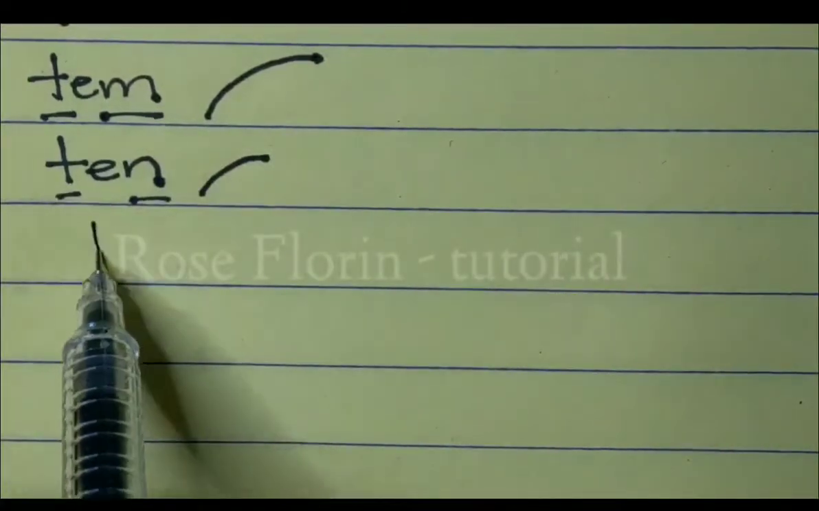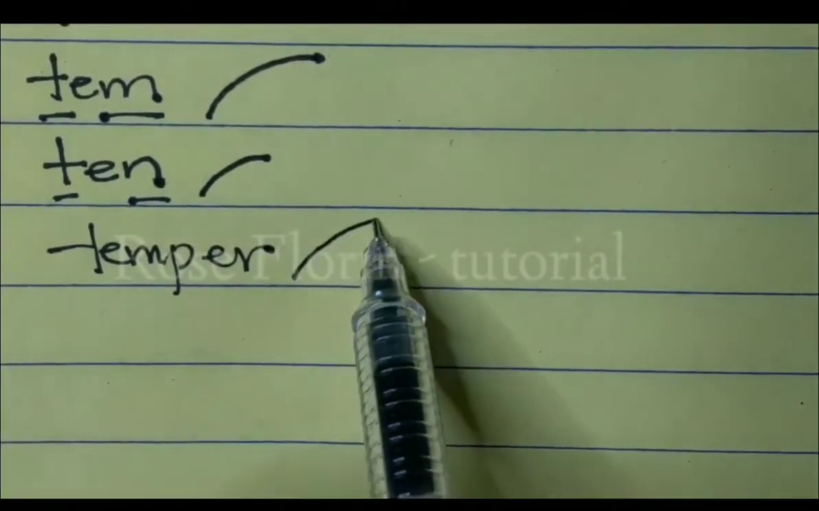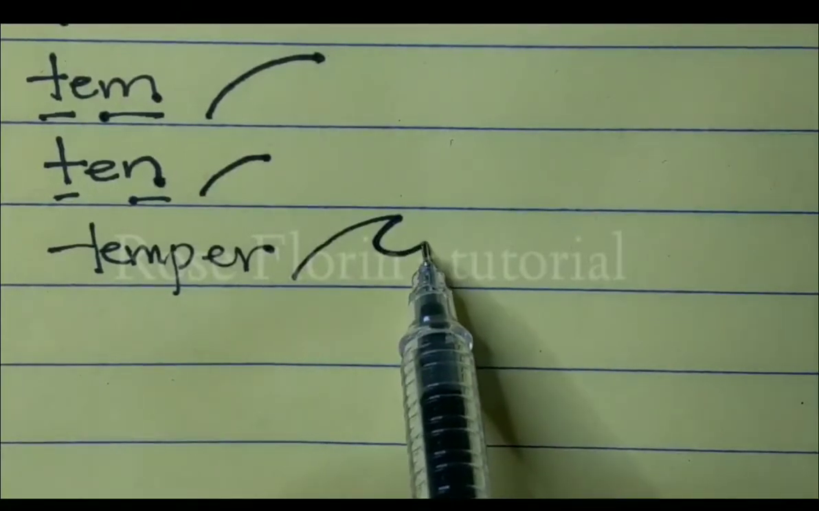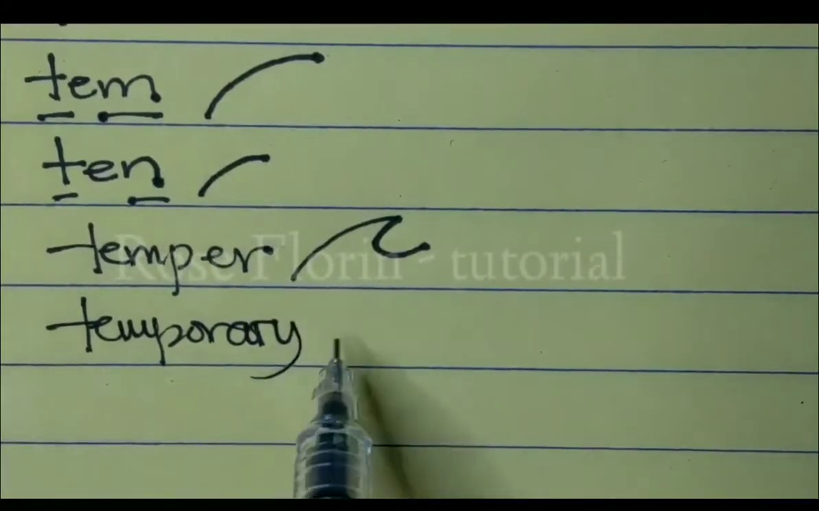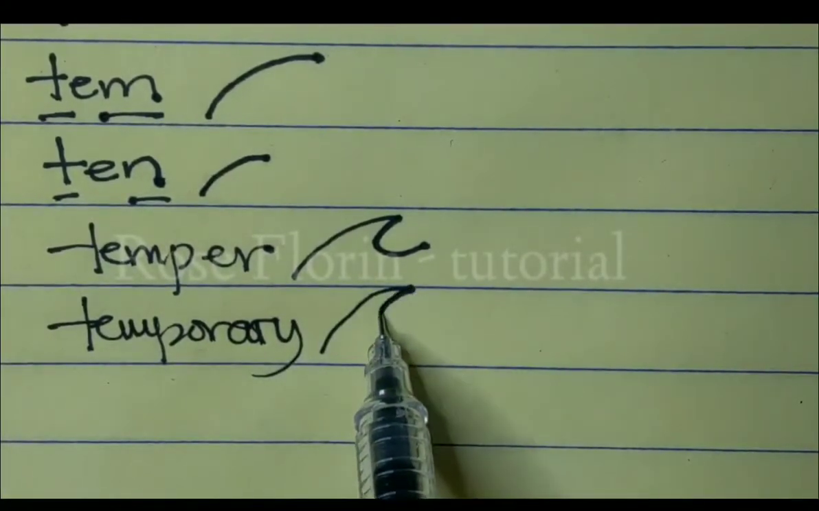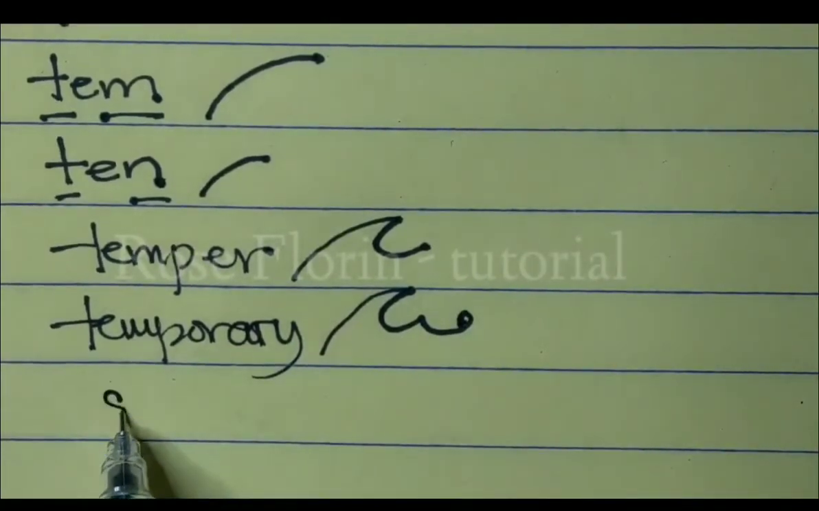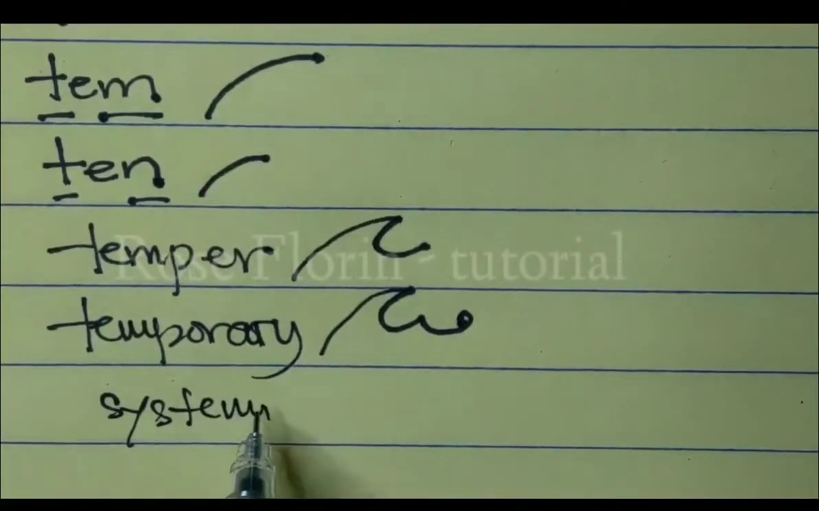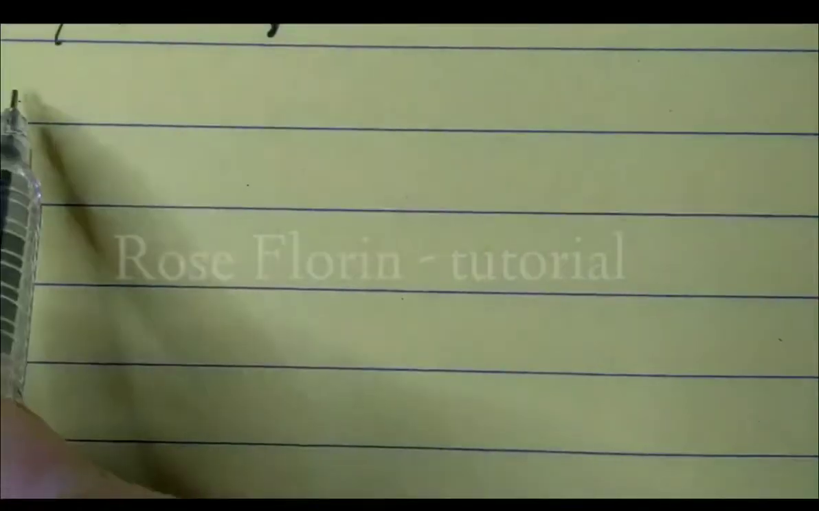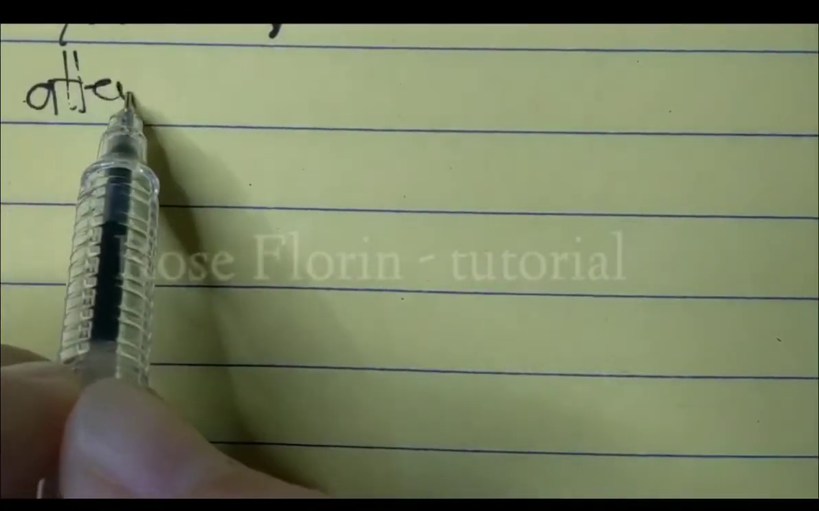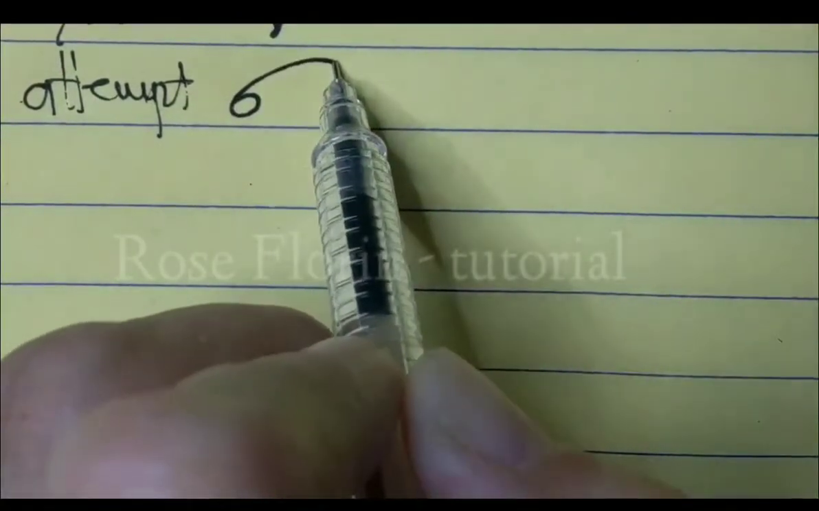Okay, example: temper, P-R. Temporary, P-R-R-E. System, T-M. Attempt, A-tem-T.